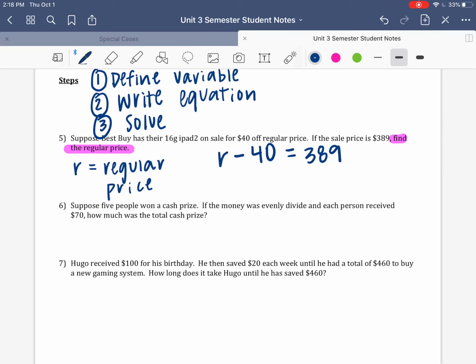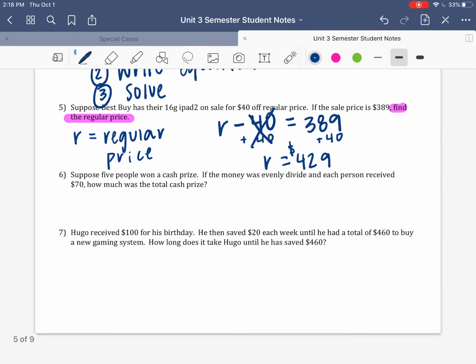So a lot of these basic ones that we're doing here, you could probably do in your head without an example, but we want to start basic and then build into some more challenging things. So now we know how to solve this. We would add 40 on both sides. So this is step 3, is to actually solve. And we get that the regular price is $389 plus 40, which would be $429. So that iPad is regularly $429.